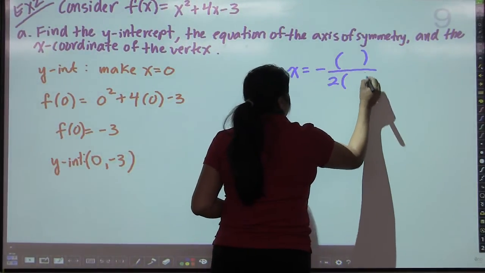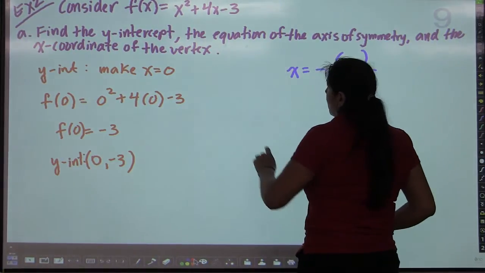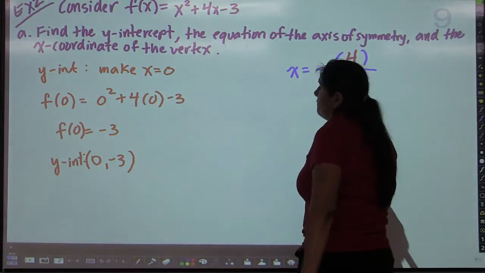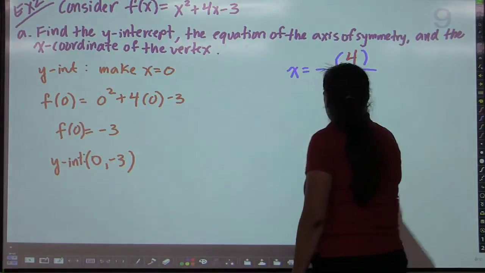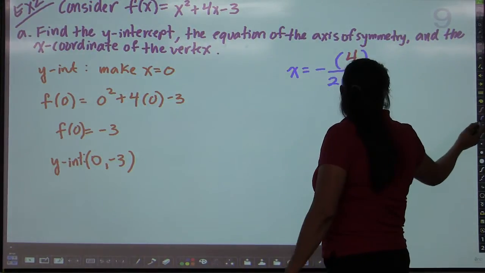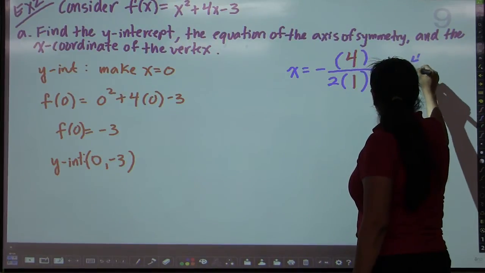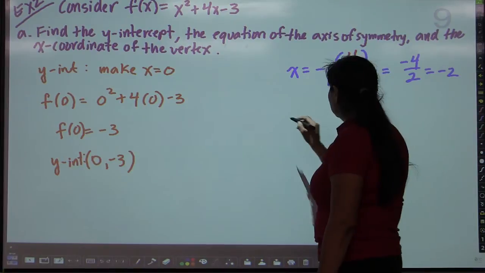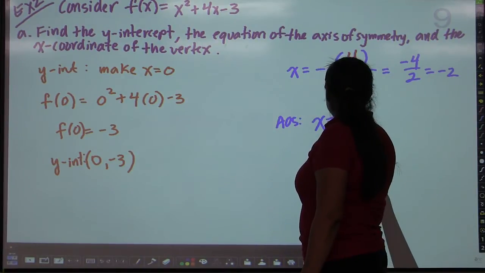over 2a. And in this case, the b value is 4, so we're going to put a 4 in that spot. And the a value, because there's nothing in front of the x squared, is 1x squared, so the a value will be 1. And then we just simplify this, and we get negative 4 divided by 2, which is basically negative 2. So the axis of symmetry is x equals negative 2.